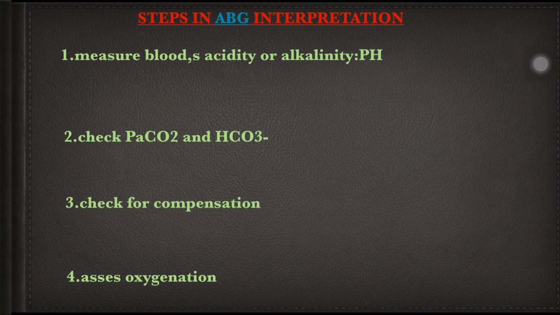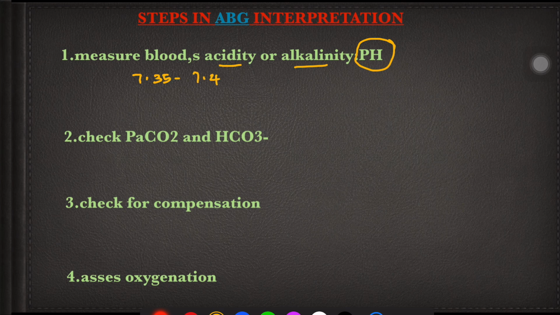Let's take the steps in ABG interpretation. First, measure the blood's acidity or alkalinity by looking at pH. We know that the normal range is 7.35 to 7.45. If it is less than 7.35, it indicates acidosis, and if it is greater than 7.45, it indicates alkalosis. So now we know whether it is acidosis or alkalosis.